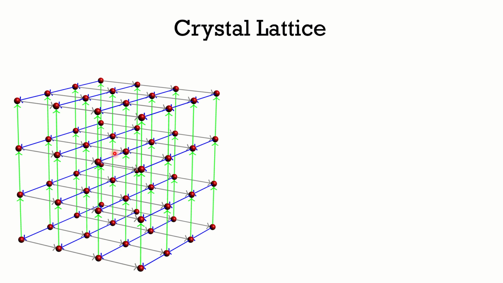Now if I consider any of these points, suppose I consider this point, it has a surrounding or neighbors. The surrounding of this atom is almost identical to that of this point, or this point, or this point.